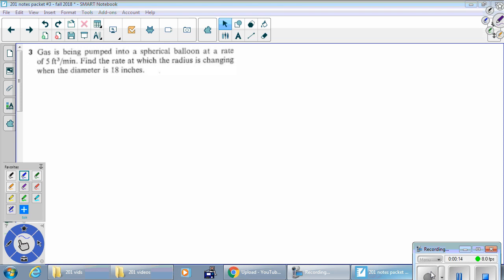Gas is being pumped into a spherical balloon at a rate of 5 cubic feet per minute. Find the rate at which the radius is changing when the diameter is 18. Feel free to draw a picture for this one. I don't think it's going to help me, so I'm just going to jump right in.